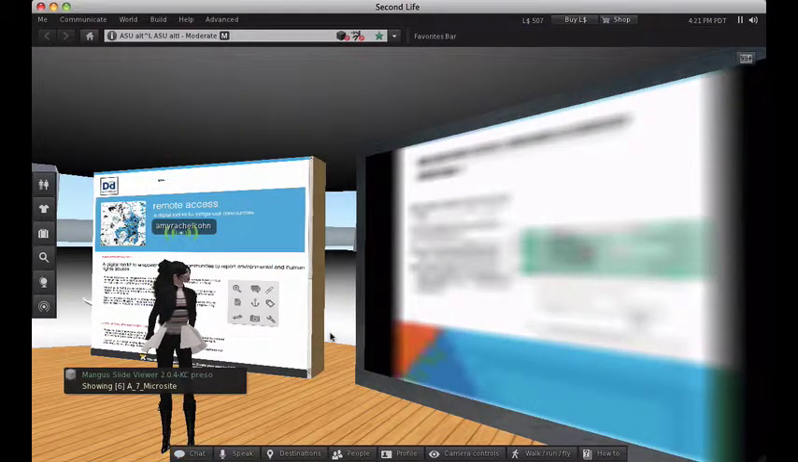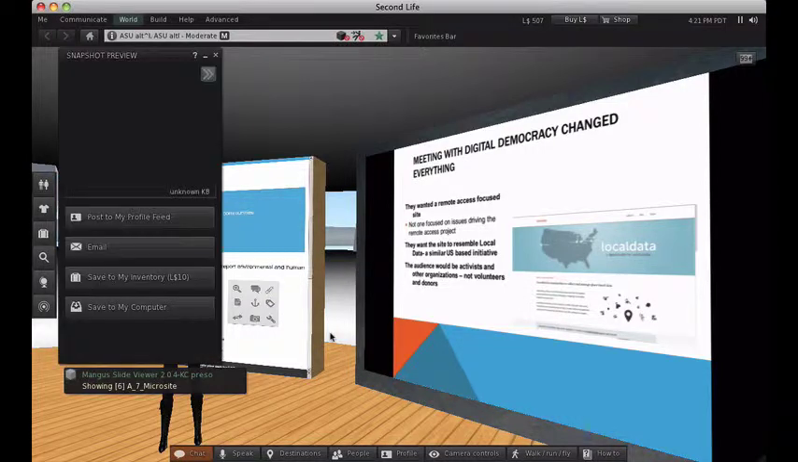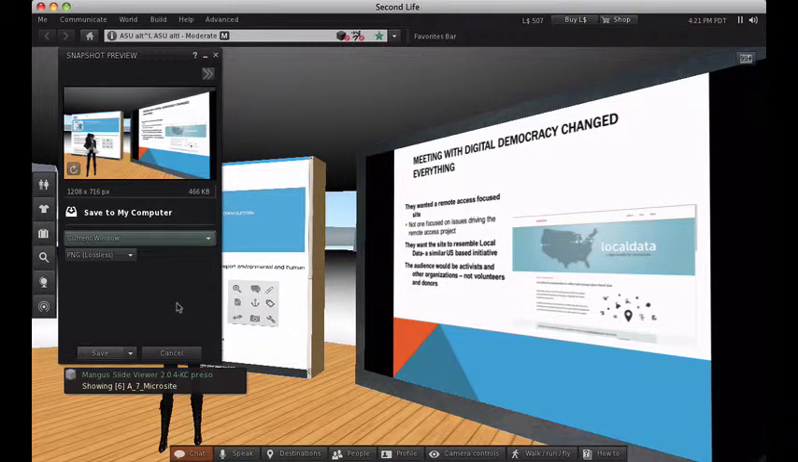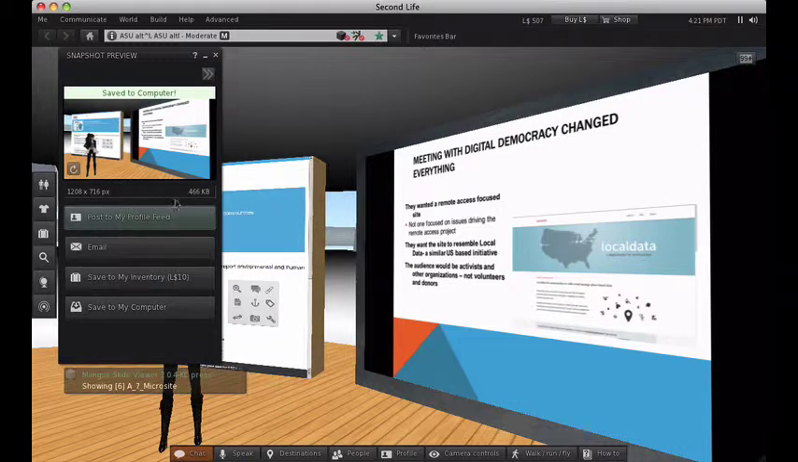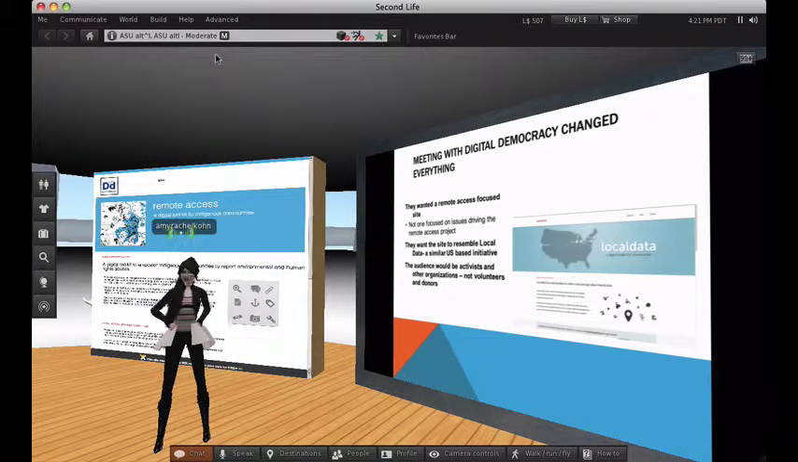But when we met with Digital Democracy, everything changed, because we found that what they wanted was a remote access focused site, which would be modeled after this local data site, which you can see a picture of here. They didn't want it to focus on issues driving the remote access project. They wanted the site to resemble this local data project, which was a similar US-based initiative. And they also wanted the audience to be activists and other organizations, not just volunteers and donors.